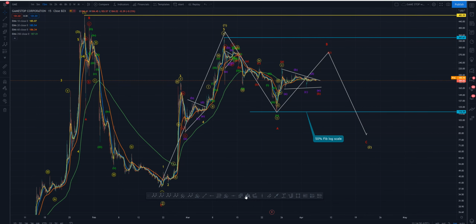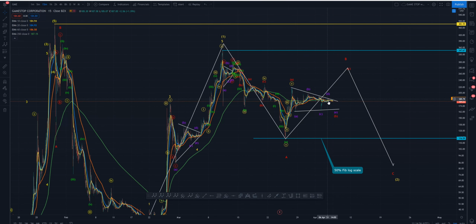Now, if we look at the projection so far, we can't call the length of the C until we see the B completed. So really, if this count is correct, we're going to get the same kind of violent, impulsive 5 wave move up out of this triangle. The difference is, in this count, unless we're in some kind of expanding flat, we will stop prior to the previous high of the wave 1 at 347.62. We will stop before then, likely, and we will come down lower.